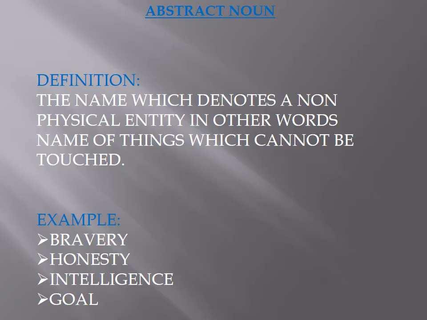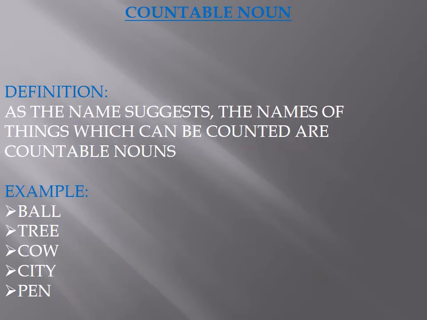Abstract noun, as we have already discussed, an abstract noun denotes a non-physical entity, which means something that cannot be touched. Examples: bravery, honesty, intelligence, goal. These exist but cannot be touched. These are called abstract nouns.